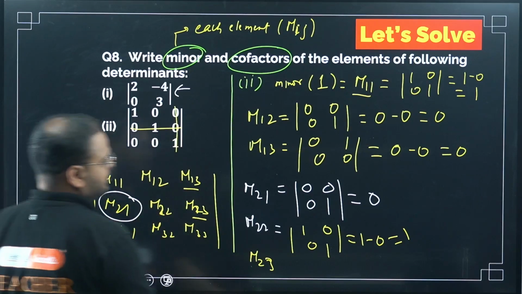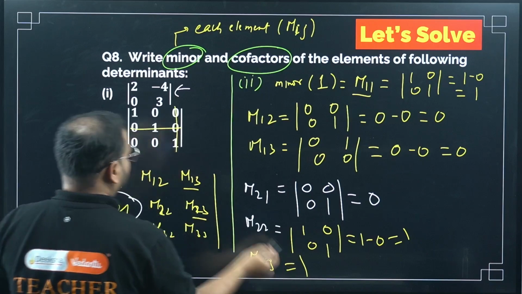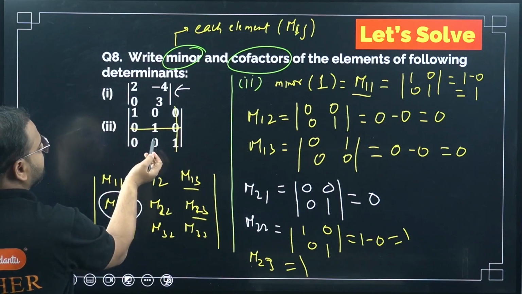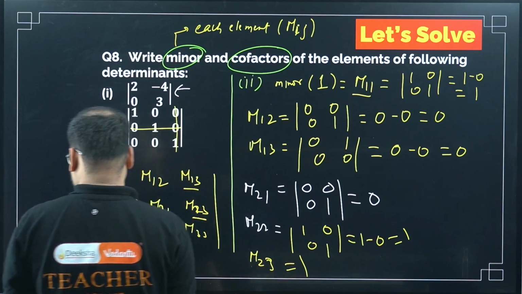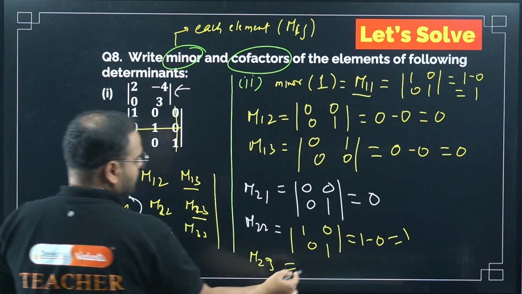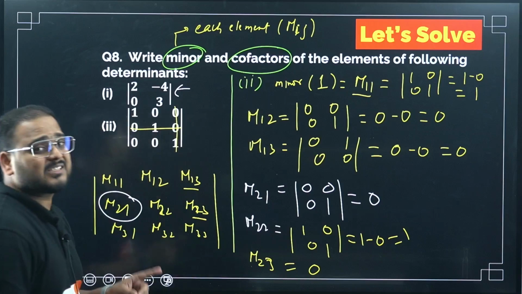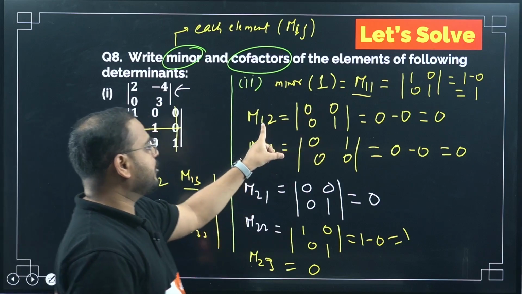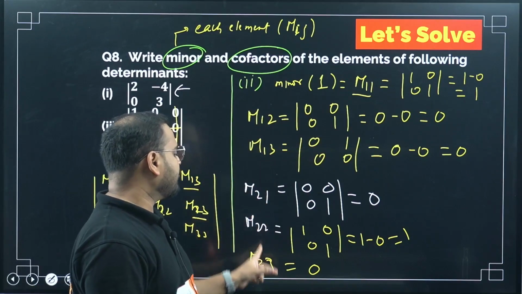1, 0, 0, 0. What is the matrix? 1, 0, 0, 0. So 0 into 1 will be 0. Again the answer is 0 only. I'll write the answer directly. The answer is 0. So I have found the six minors: M11, M12, M13, M21, M22, M23.